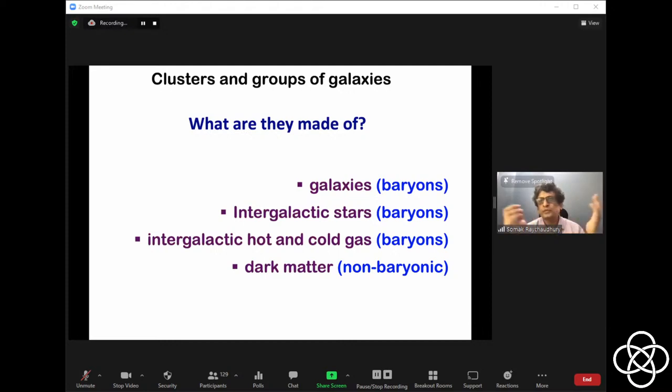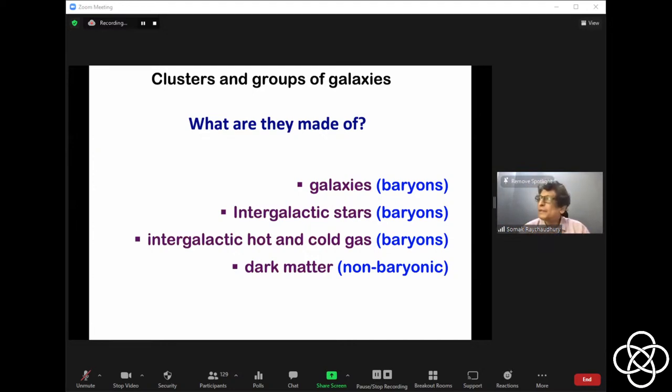Groups and clusters are made up of galaxies, I told you already. They're also made up of stars between the galaxies. I showed you all these streams that are coming out of galaxies as they interact with each other. Two galaxies come close to each other, they pull out stars from each other. So there are significant numbers, and we are only now, with the current technology, in the last 10, 20 years, finding these things, because it's very hard to find single stars or streams of stars that connect galaxies. Very difficult to find them.